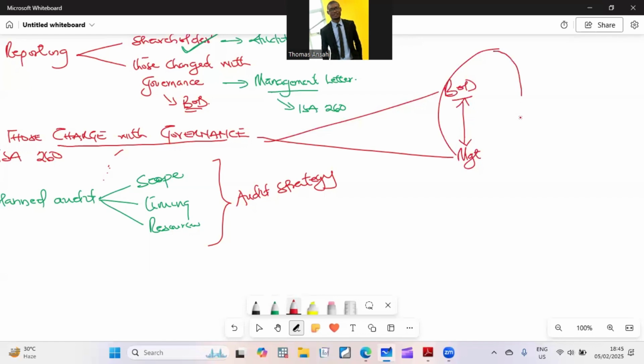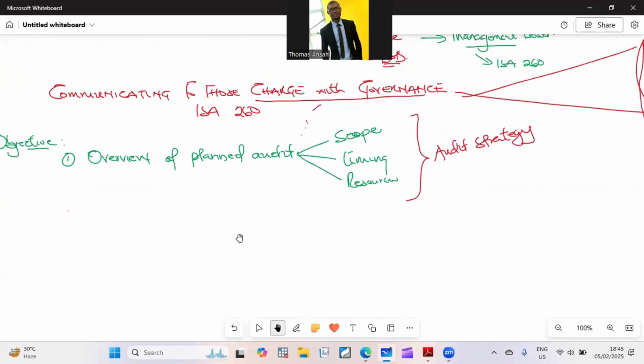Every time an audit is done, they give these people a letter. Now, in that letter, like I said, the plan about the audit will be communicated to them. Not only that, number two, the findings. We are going to tell the firm significant findings, the significant findings that they found. And that is where I will base everything on in my teaching today.